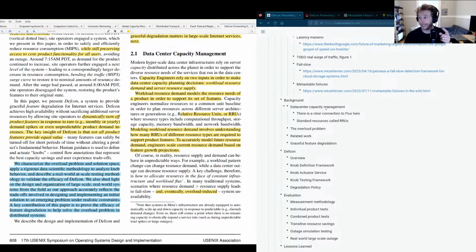Can an LLM do that? That's my question. Can an LLM make connections between papers? I don't know.